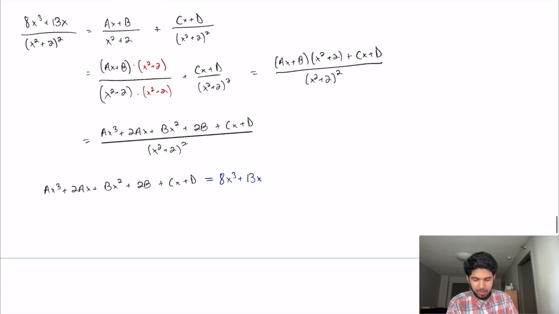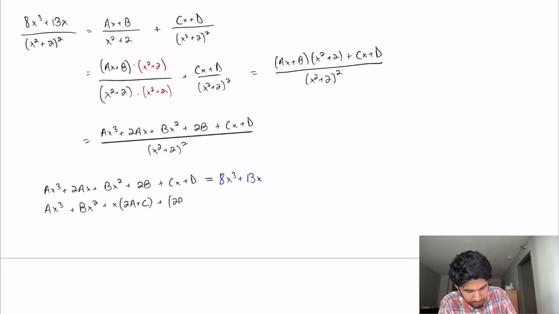Let's do some manipulation of the left-hand side. There's only one x cubed term, so that's ax cubed. There's only one x squared term, which is bx squared. There are two x terms, so we'll add to that x times (2a plus c). And then there are two constant terms, 2b plus d. And that's going to be equal to 8x cubed plus 13x.